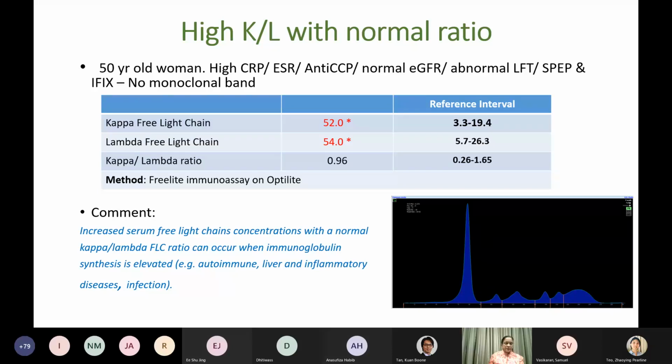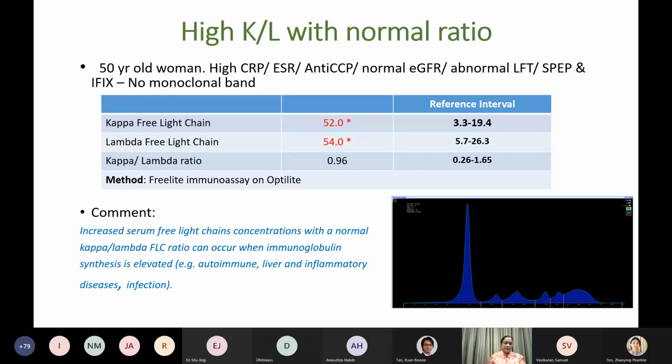This is a 50-year-old woman. We didn't have any clinical notes as usual, but she had high CRP level, ESR, and anti-CCP antibody and abnormal liver function at the same time. IgG4 was normal. They have requested serum electrophoresis and immunofixation, and we haven't detected any monoclonal bands. These are the serum free light chain results. So both kappa and lambda free light chains are elevated with the normal kappa lambda ratio.